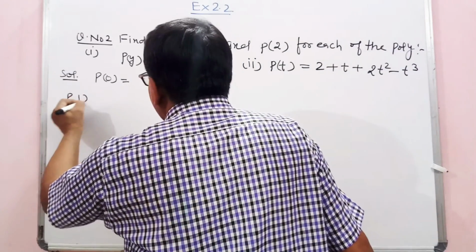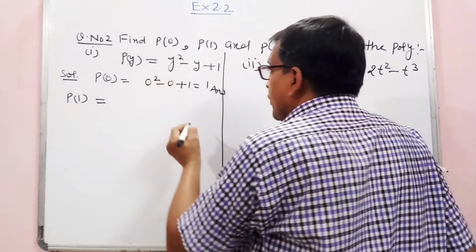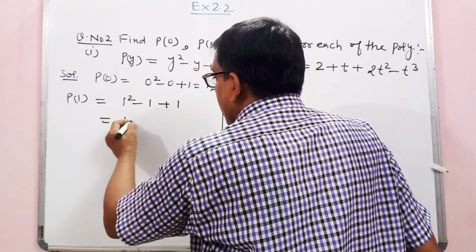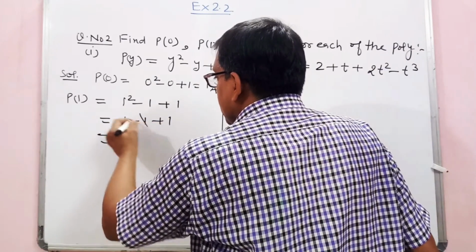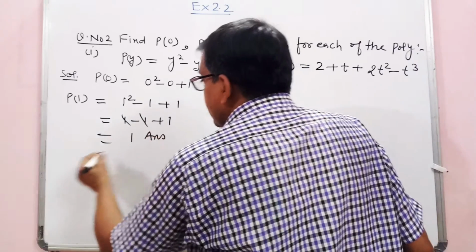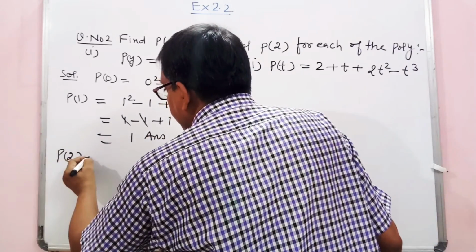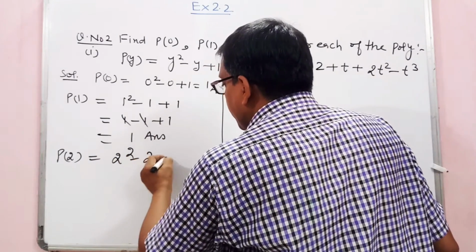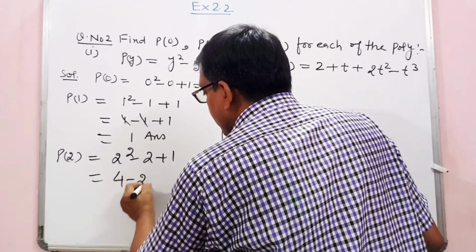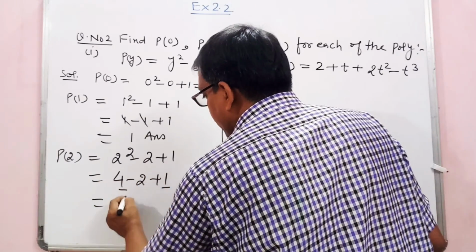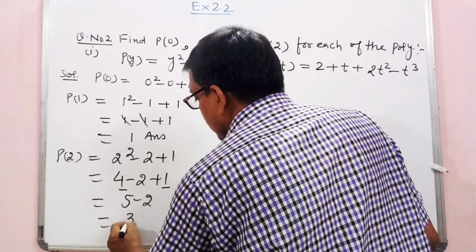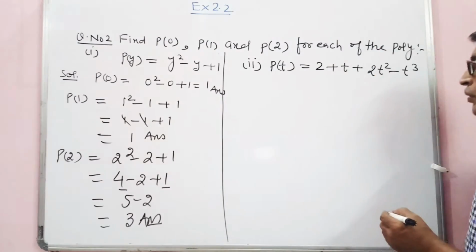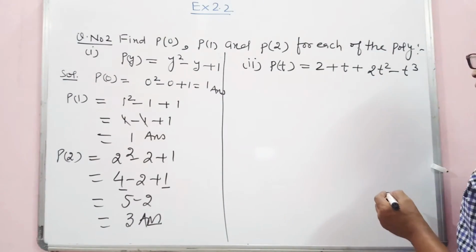Now P1 we see there. Instead of y we write 1 square minus 1 plus 1. 1 square is 1, minus 1 plus 1. This cancels, 1 answer. Now P2. Instead of y we write 2 square minus 2 plus 1. 4 minus 2 plus 1. 4 and 1 is 5, minus 2 is 3, answer.